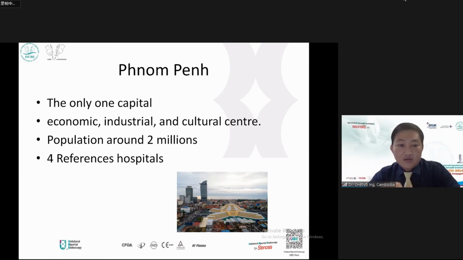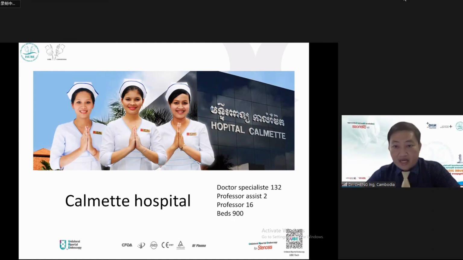In Phnom Penh, we have 4 reference hospitals. Calmette Hospital has 132 specialist doctors, 2 assistant professors, 16 professors, and 900 beds for patients.